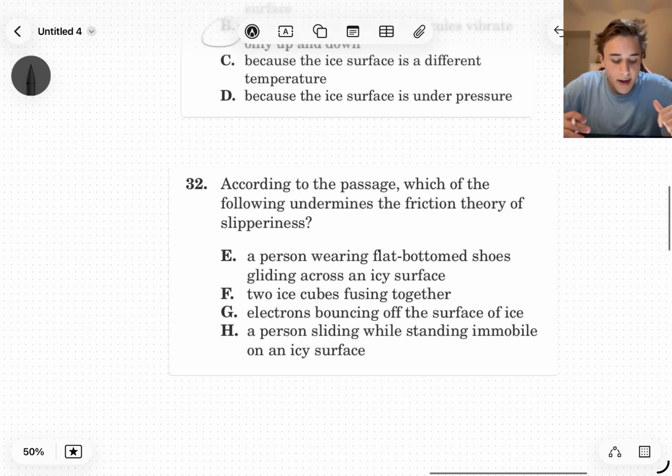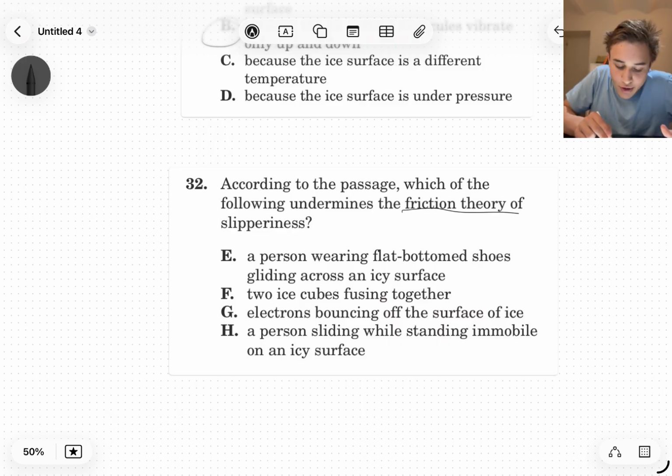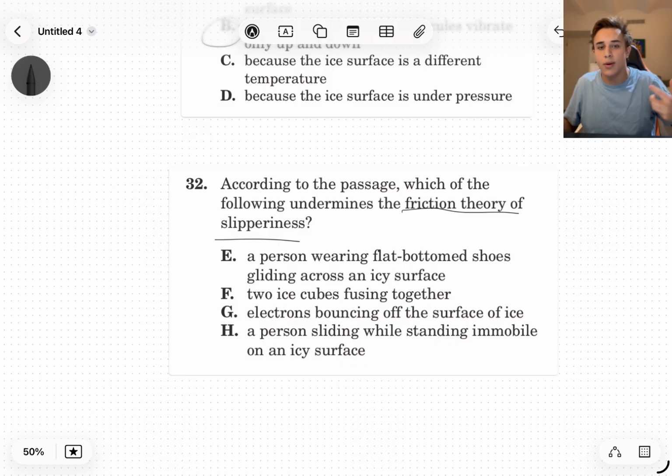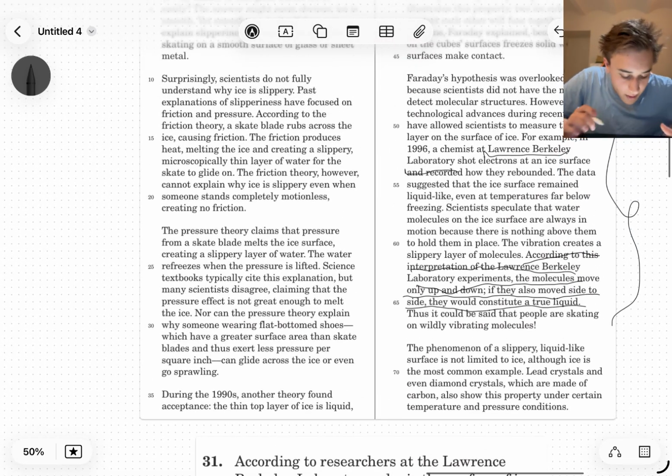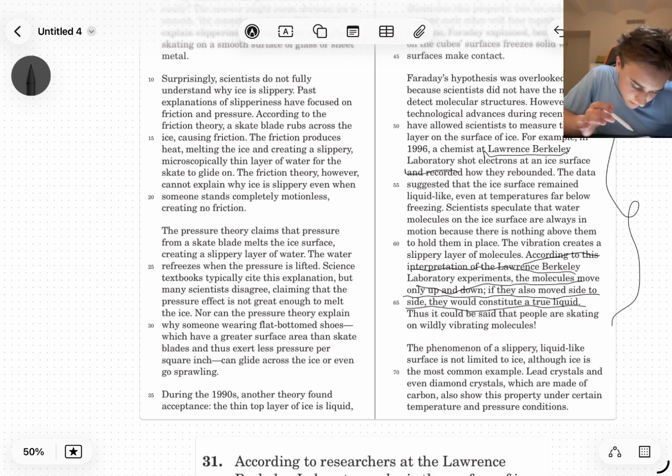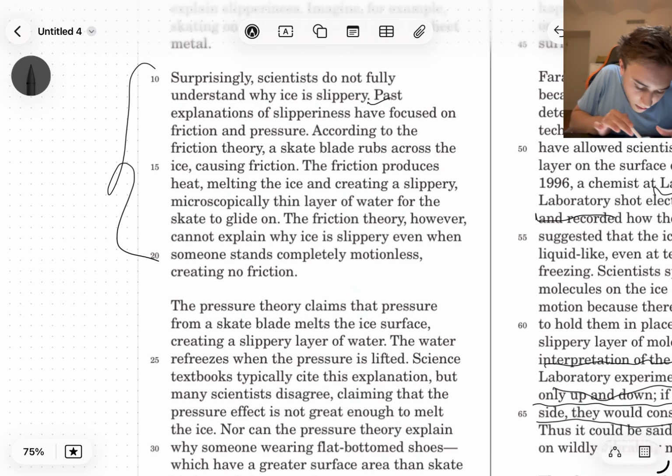And according to the passage, which of the following undermines the friction theory of slipperiness? So now we're looking for the part where it talks about friction and the friction theory of slipperiness. If you go back up, this is where it talks about friction, right? Past explanations of slipperiness have focused on friction and pressure.